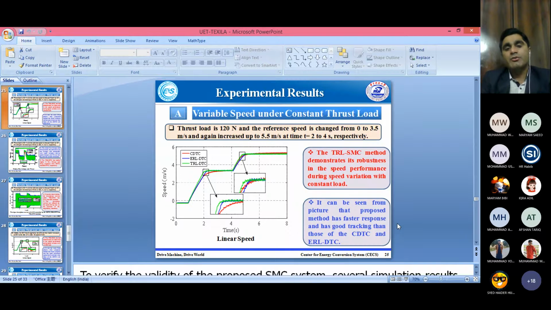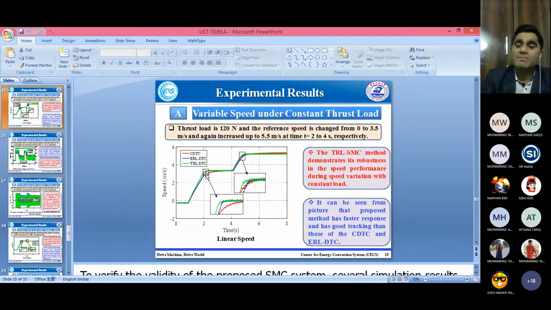Now we took some cases to validate the proposed method. For example, variable speed under constant thrust load. You see here the thrust load is 120 Newton, applied on the machine, and the reference speed goes from 0 to 3.5 meters per second, and again increases at 2 seconds to 4 seconds respectively. Because we want to check the robustness of the speed under different speeds.